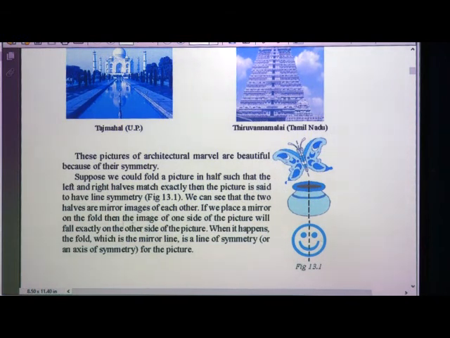If you place a mirror on the fold, then the image of one side of the picture will fall on the other side of the picture. When it happens, the fold, which is the mirror line, is a line of symmetry. We also call it the axis of symmetry.